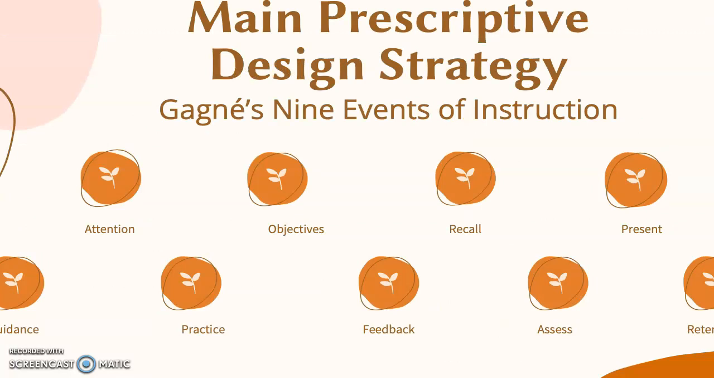For my design strategy, I chose, and I might butcher this, Gagne's 9 events of instruction. And they start off with attention, objectives, recall, present, guidance, practice, feedback, assess, and retention.